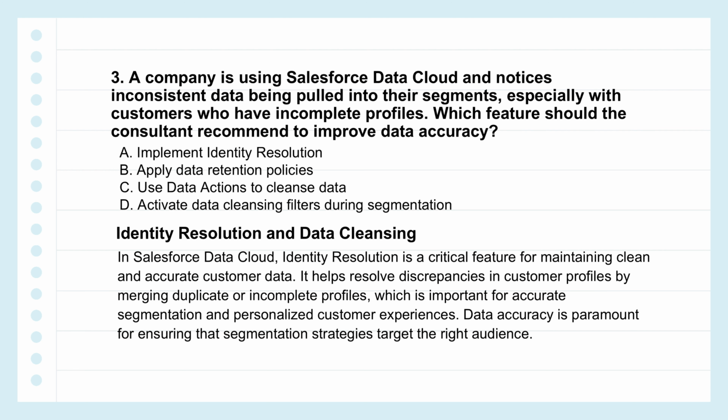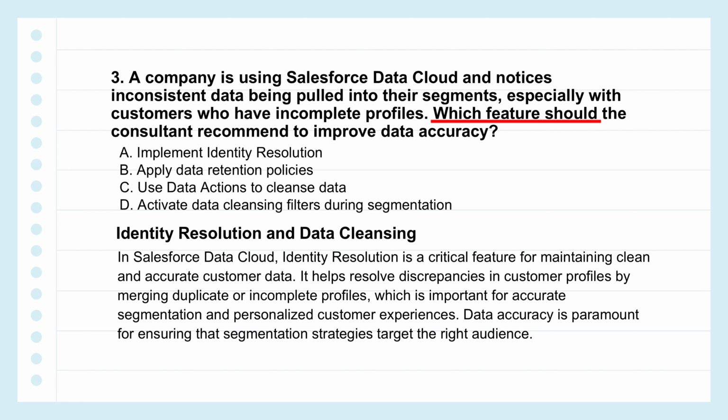Moving on to question 3. This one tackles a really common issue, I think: data consistency. You get data from different sources, and sometimes it doesn't quite match up. Let's set the scene here. A company's using Data Cloud, but they're noticing that some of their customer segments have conflicting information. This seems to happen more often when customer profiles are incomplete. What feature would you recommend to address this?